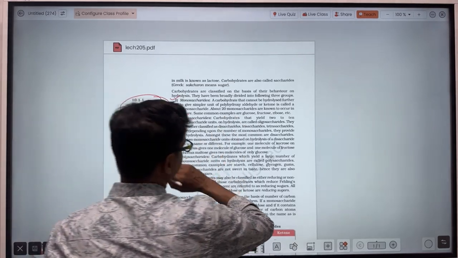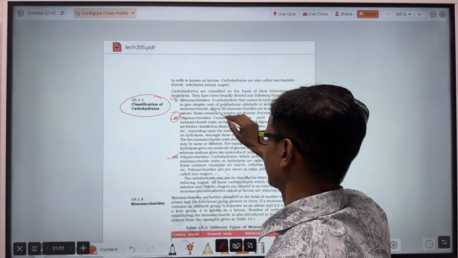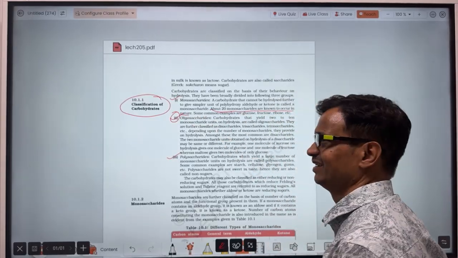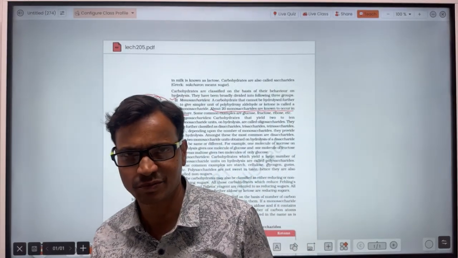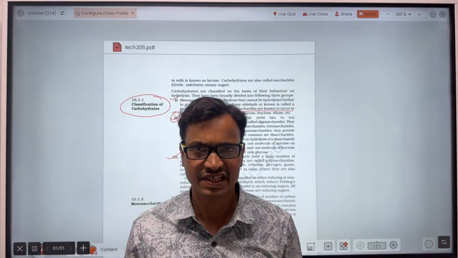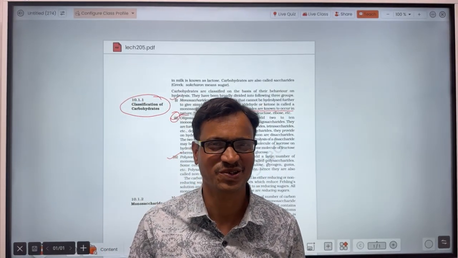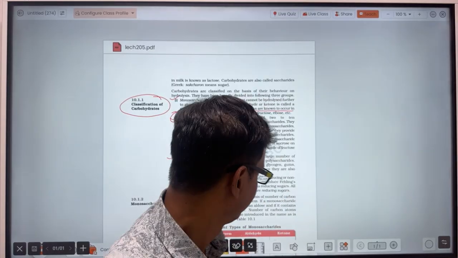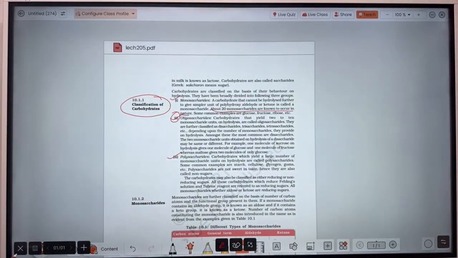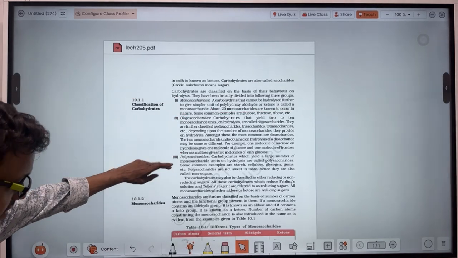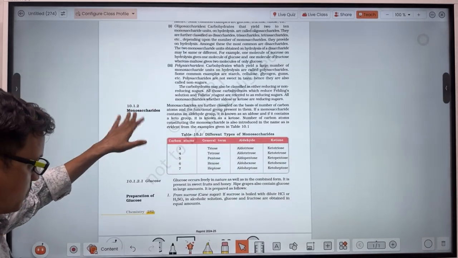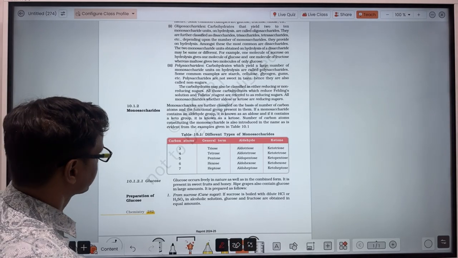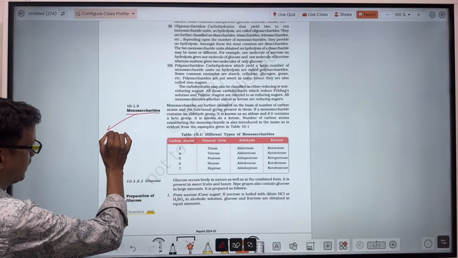Now, how many monosaccharides are known? There are 20 monosaccharides known to occur in nature. But a number of monosaccharides have been synthesized in the laboratory also. So that was monosaccharide, oligosaccharide and polysaccharide. Then monosaccharides are further classified into aldose and ketose.